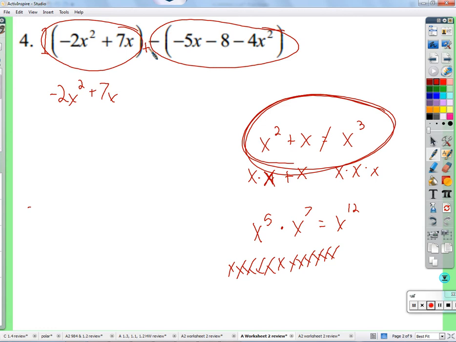When I distribute this negative to the negative 5x, I'll get plus something. Plus what? Negative 1 times negative 5x. Negative 5x. Positive. Oh, yeah. Negative 1 times negative 5x. Distribute that negative 1 also to the negative 8. Plus 8. Distribute that negative 1 to the negative 4x squared.